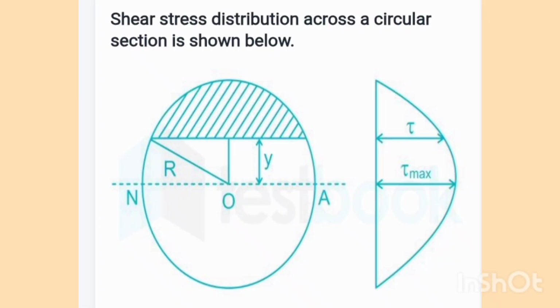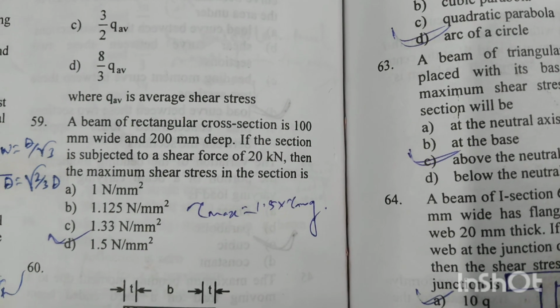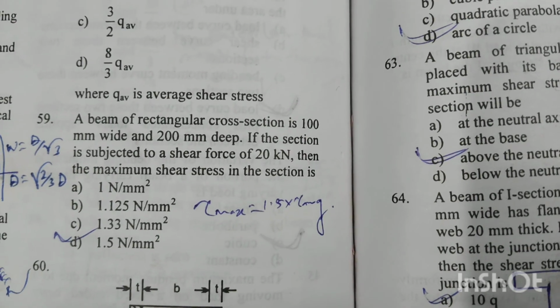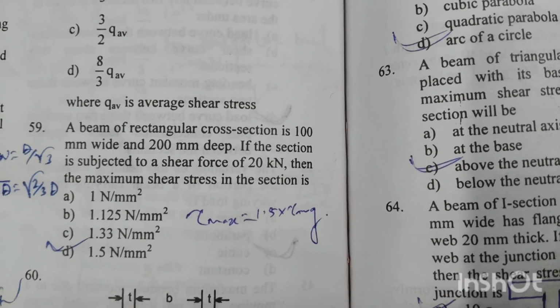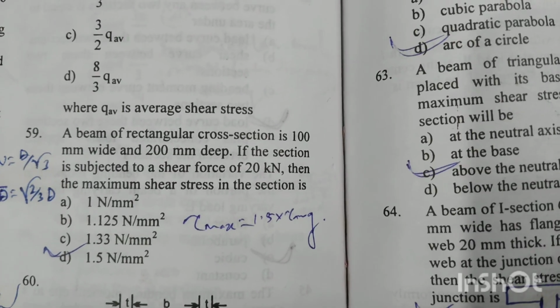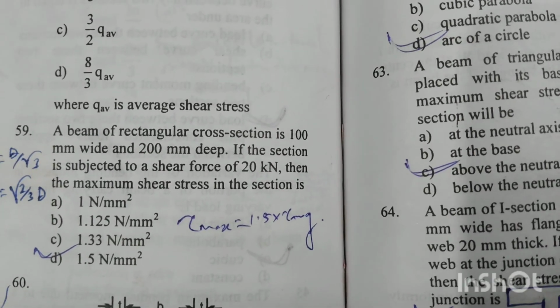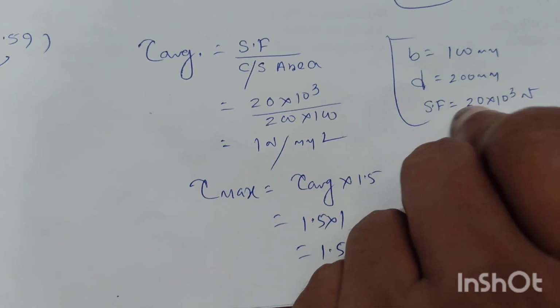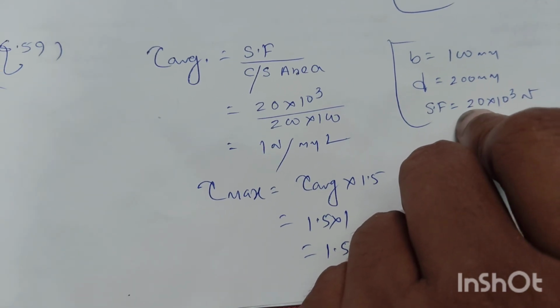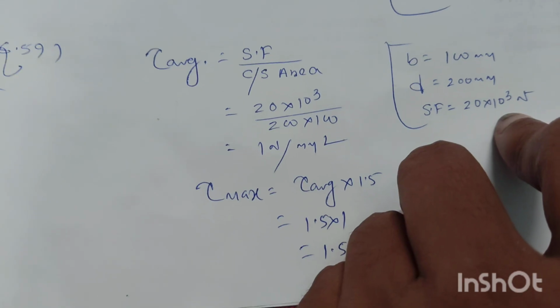Tau AV is the average shear stress, and the maximum shear stress will be at the center of the circular cross section. Question number 59. A beam of rectangular cross section is 100 mm wide and 200 mm deep. If the section is subjected to a shear force of 20 kN, then the maximum shear stress in the section is? Width of the beam 100 mm, depth of the beam 200 mm, and the beam is subjected to a shear force of 20 into 10 to the power 3 Newton.